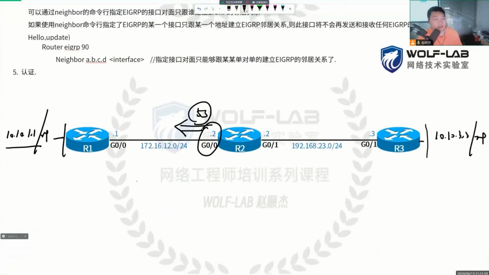What is the resending of hello packets? As long as our interface runs EIGRP, it will keep sending every default time of 5 seconds. Hello packets will not stop, will keep sending. Any other questions? EIGRP is running as long as our interface is up. EIGRP will keep sending, will not stop, including R1.